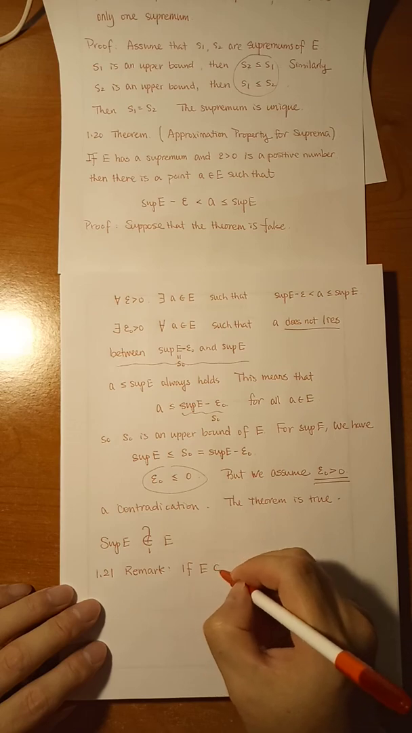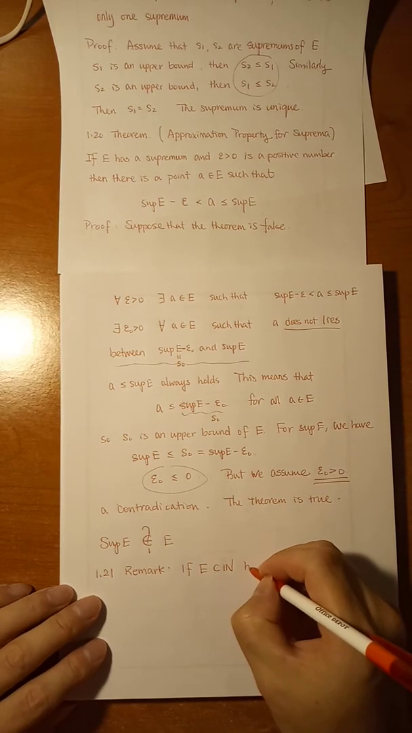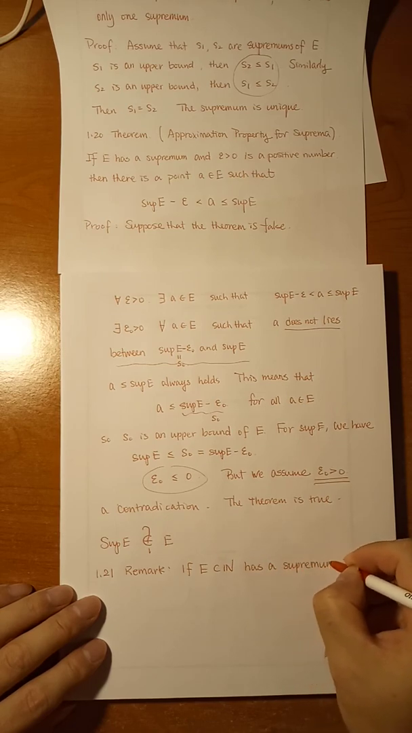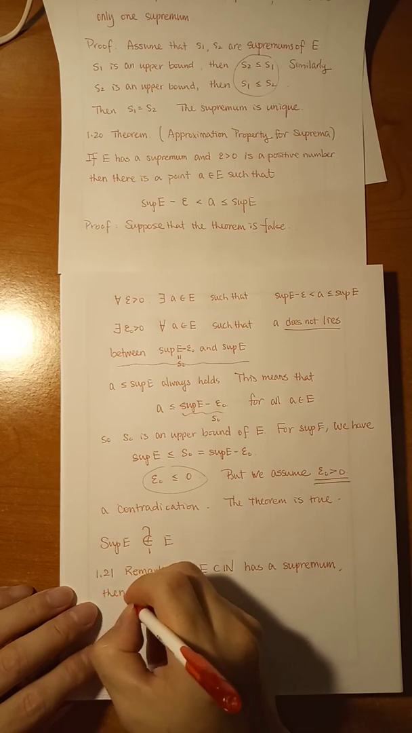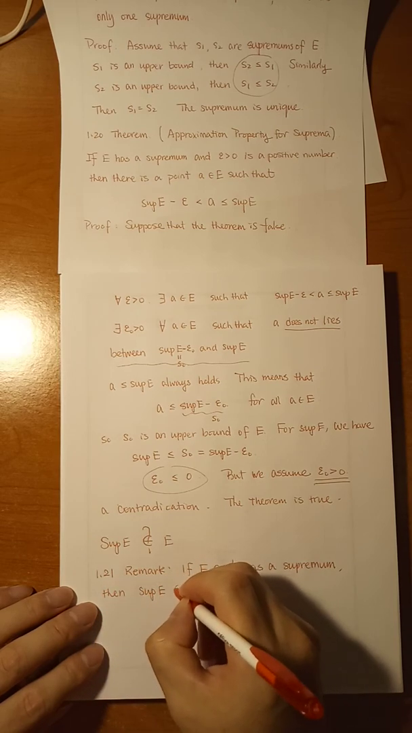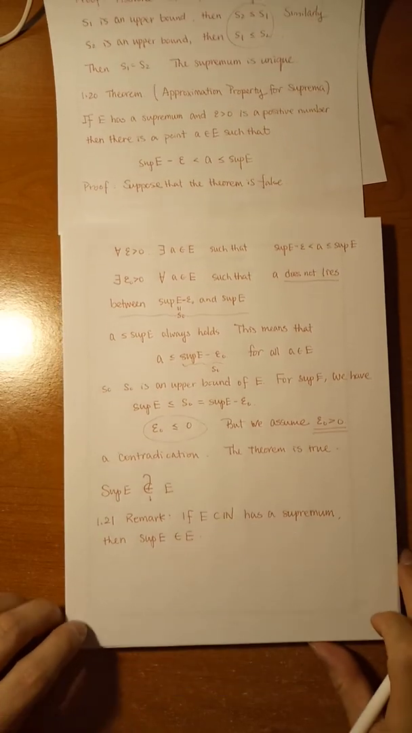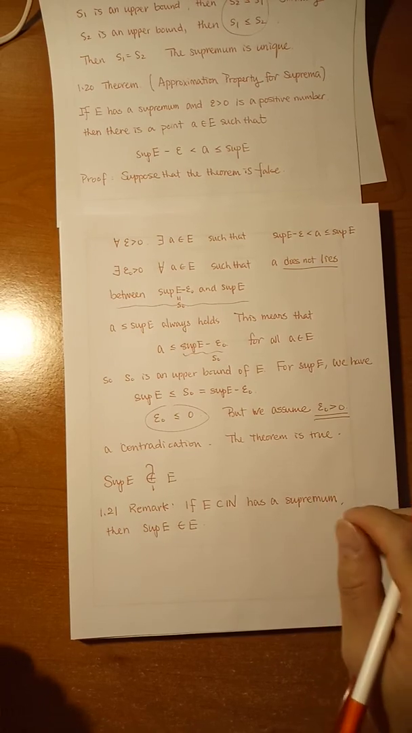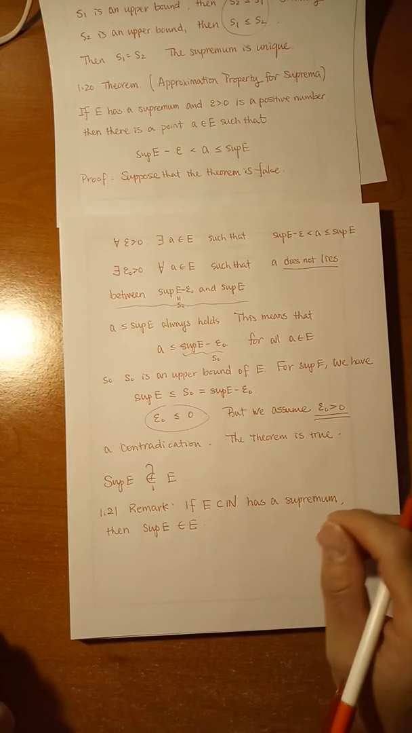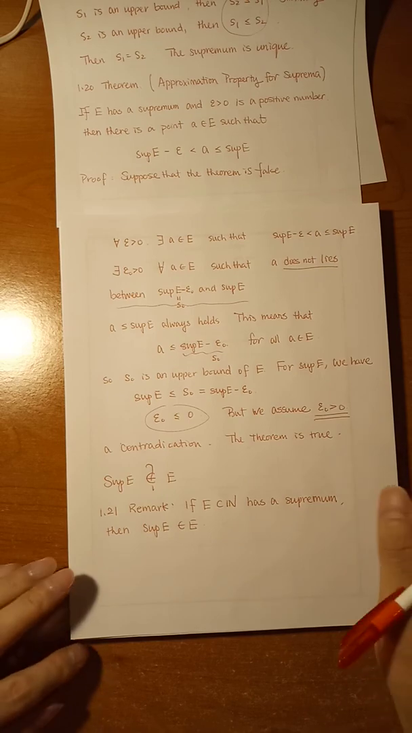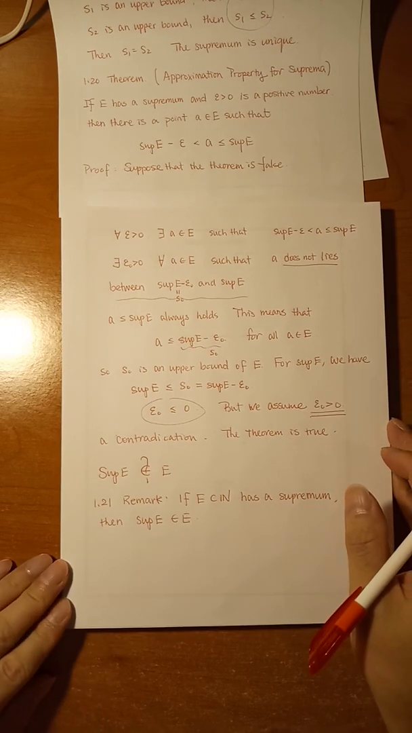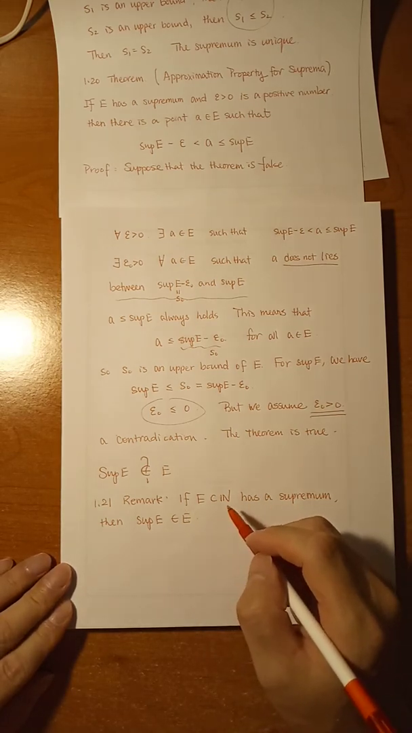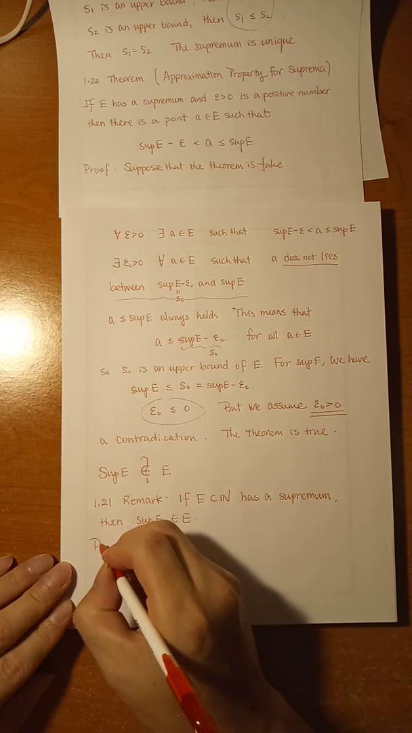If E is a subset of natural numbers and E has a supremum, then the supremum of E belongs to E. Okay? So for a subset of natural numbers, once it has a supremum, the supremum is an element of itself. That's a special property for the natural numbers. So let's see the proof.